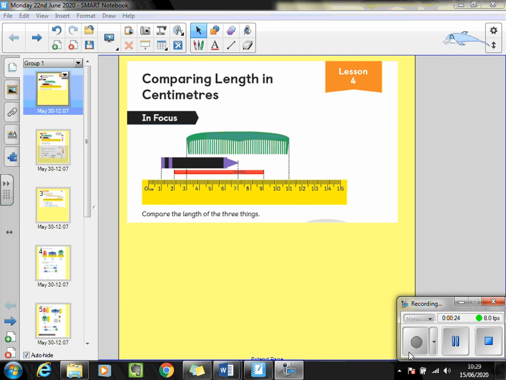We've got a picture there of a green comb, a purple crayon and a red straw. Can you look carefully at where they are placed against the ruler and compare the length of the three different objects? Pause the video to have a think.